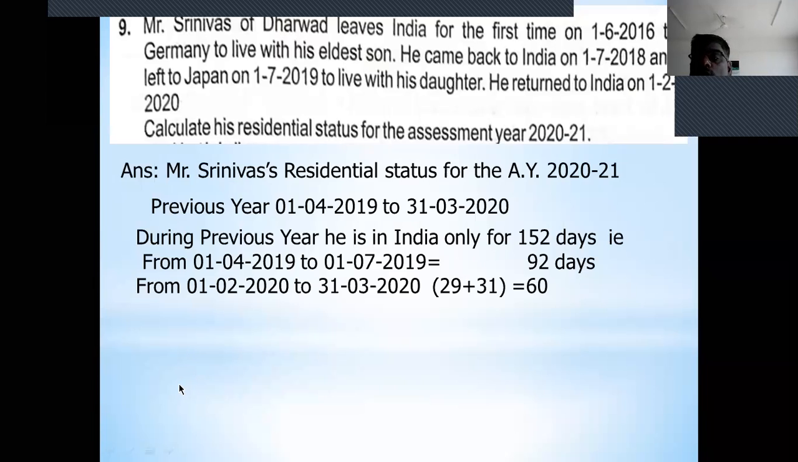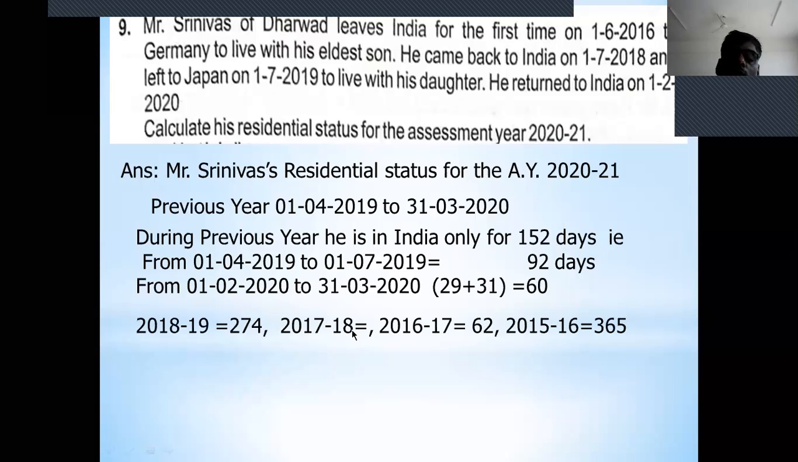If you write all the 10 years, as I already explained, he is more than 365 days in the 4 previous years, he is in India for minimum 2 out of 10 previous years, and he is 730 days out of 7 previous years. All the conditions he will satisfy because he is a resident of Dharwad. So I will directly write the answer.